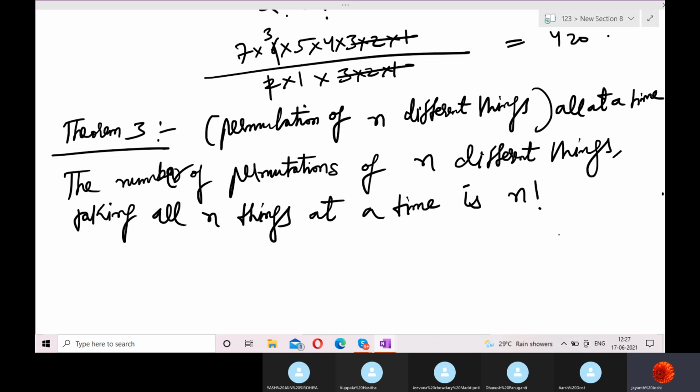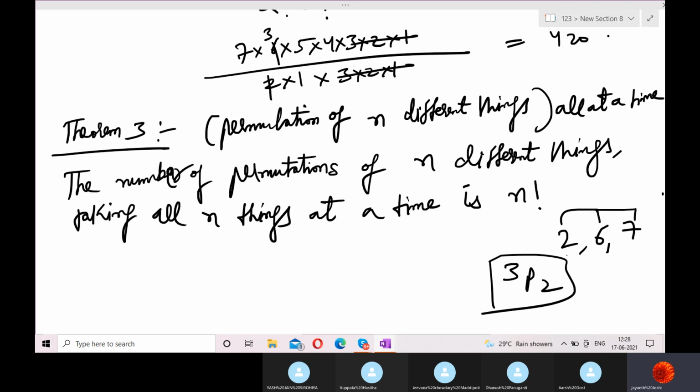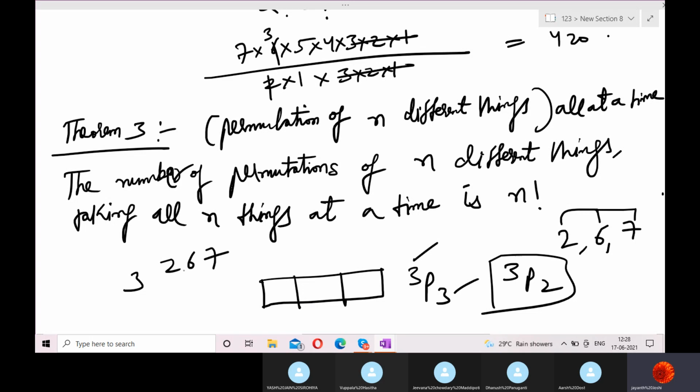For example, you have three numbers 2, 6, 7. In our earlier example, we wanted to make two-digit numbers out of three numbers, correct? Given three numbers, we did 3P2. What if I say you have to make three-digit numbers out of this? So the formula would be 3P3, correct or wrong? Three numbers out of three numbers. That means three blank spaces out of three available numbers. 2, 6, 7. N is 3, R is 3. Correct?